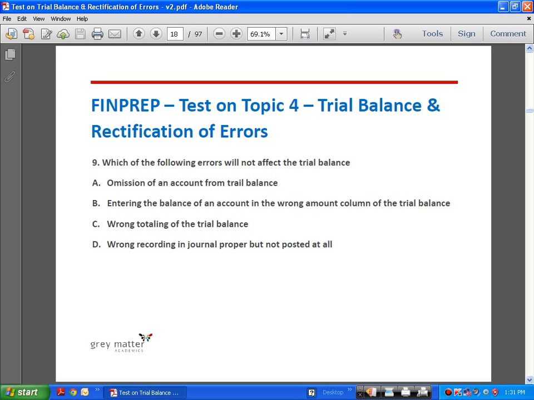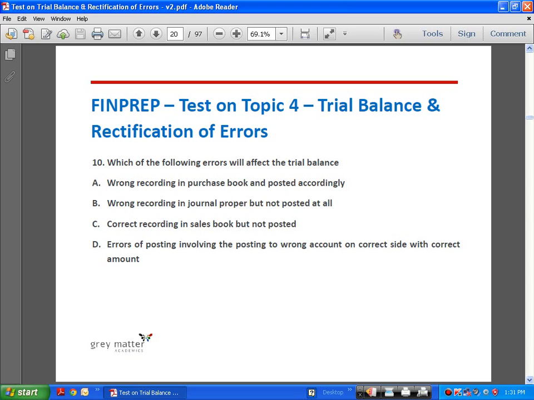Yes, it will. Suppose we enter the debit, suppose debtors is being entered on the credit column. Definitely the trial balance will not agree. Wrong totaling of the trial balance, yes, it will affect the trial balance. Wrong recording in journal proper, but it is not posted at all. So here a recording has happened in the journal proper, but it is not posted at all in the ledger. So in the source itself there is an error, and that is not posted at all. So trial balance will still agree. So answer is D.